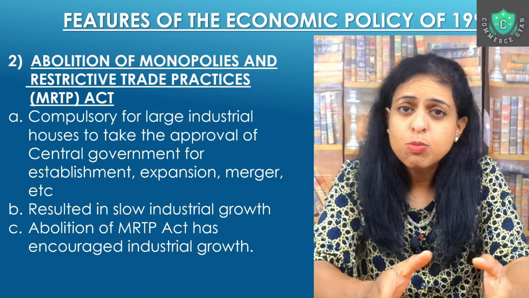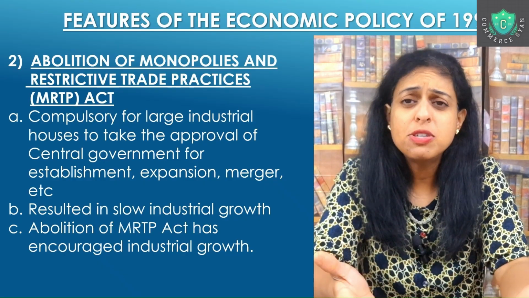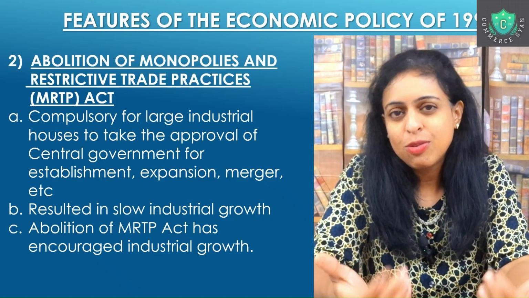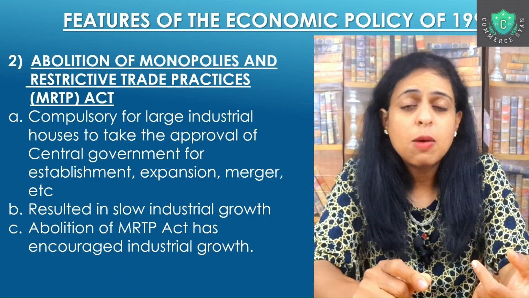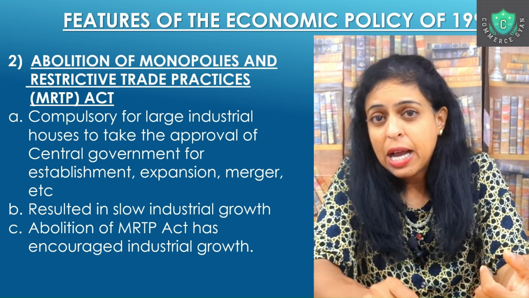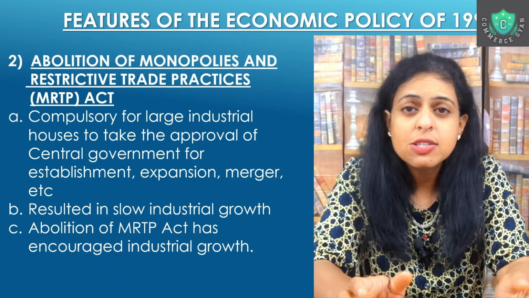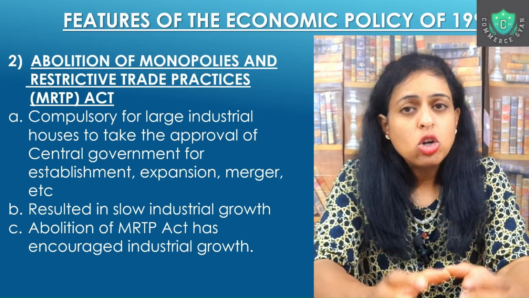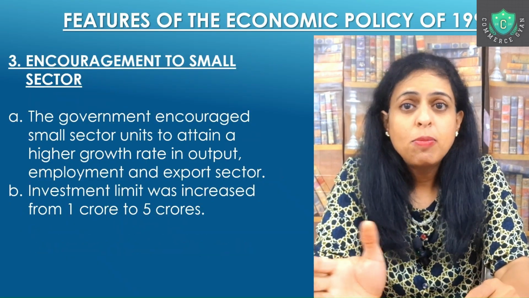Now, what happens if this monopoly type of thing exists? Then it results in slow industrial growth, because obviously if you don't have competition, you're the only person selling the goods, you don't worry about profits or any such things. Then the MRTP Act, that is the Monopolies and Restrictive Trade Practices Act, was abolished, and because of this there was a lot of growth, new players came in, and because of it industrial growth happened.